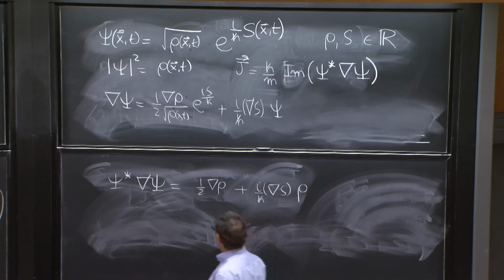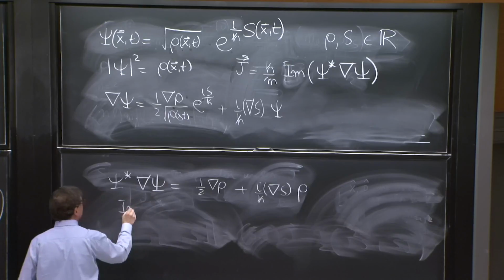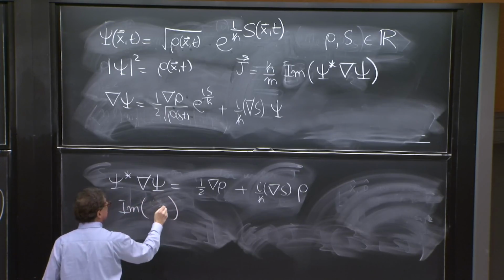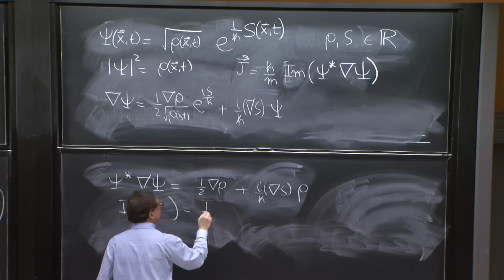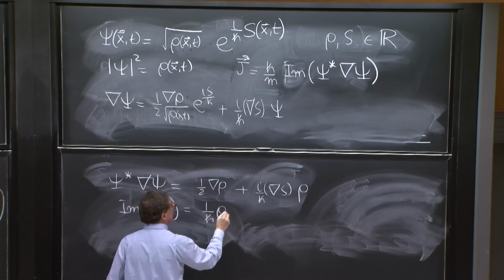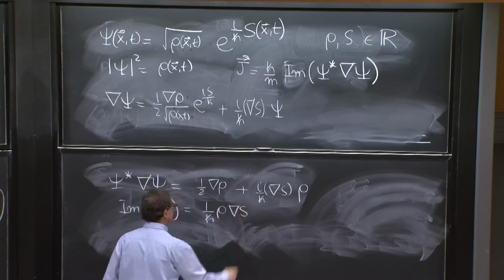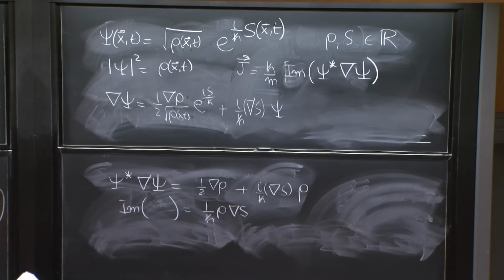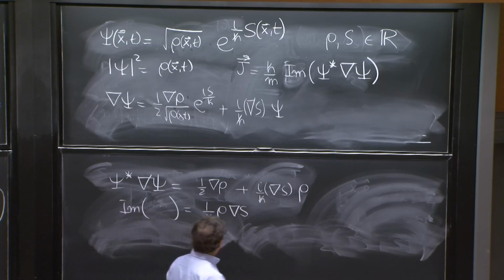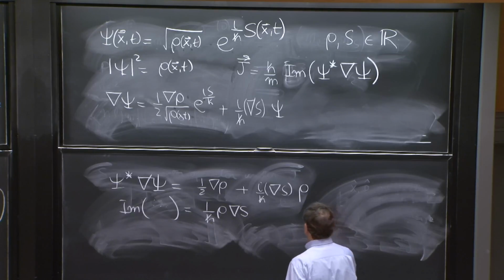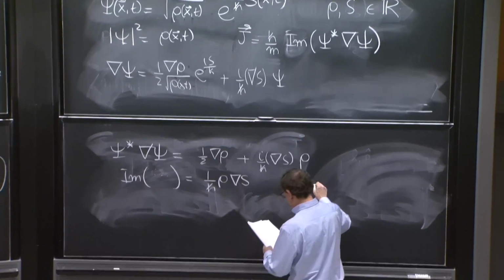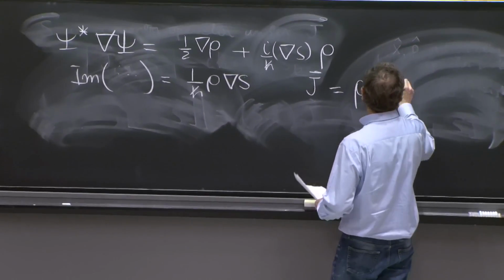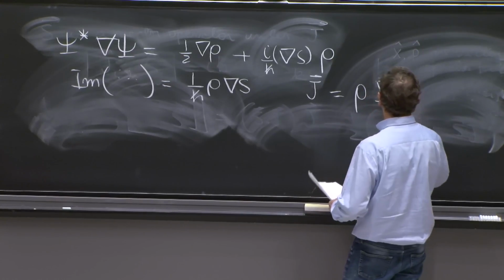The imaginary part of this is equal to 1 over h bar rho gradient of S. So finally, the current, which is h bar over m times that imaginary part, is rho gradient of S over m.